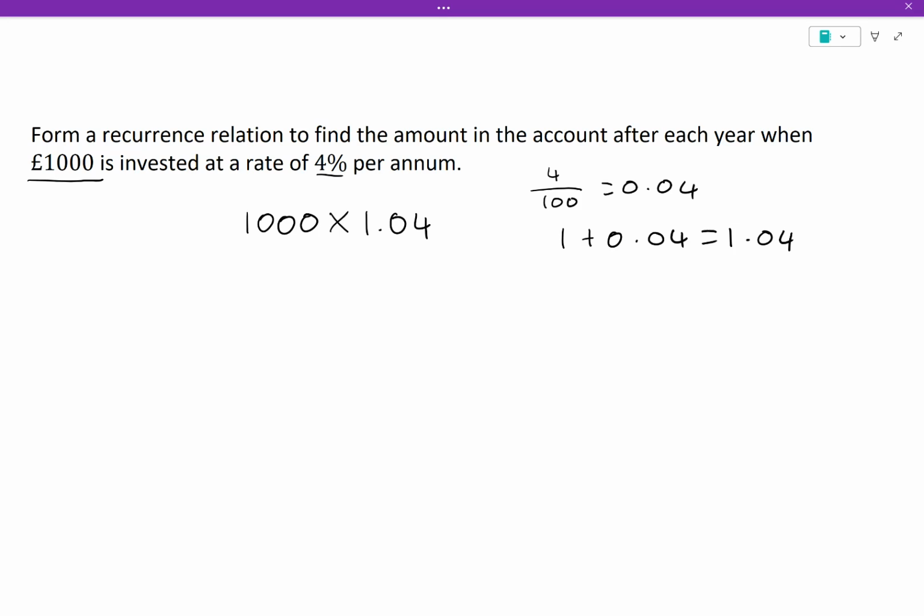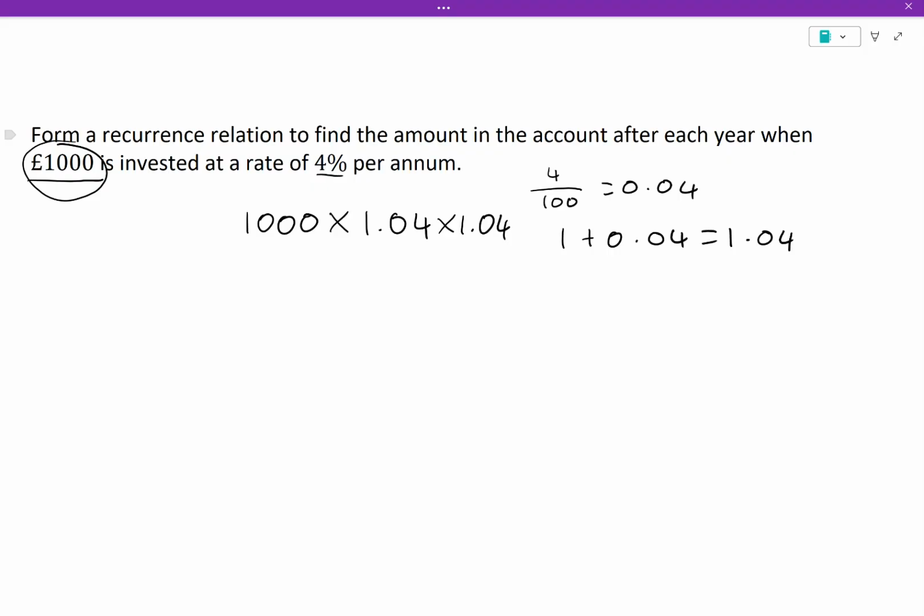So that's after 1 year. Then if you want to get the next year, you'd have to times by 1.04 again. And if you want the year after that, you're going to have to times by 1.04 again. So essentially what you're doing, if you're thinking about this as a sequence, is you're taking the first term, which is 1,000, and you're multiplying by 1.04. Then you get the next term, which you also multiply by 1.04, and so on.